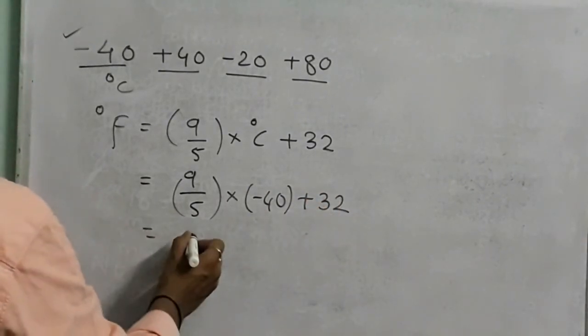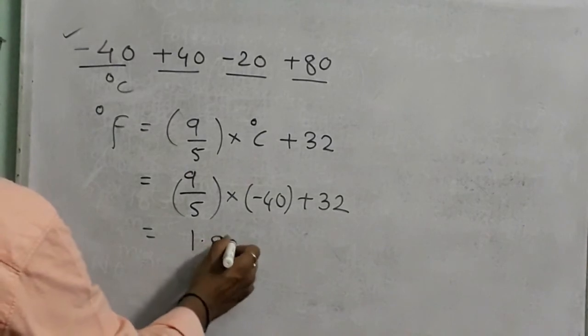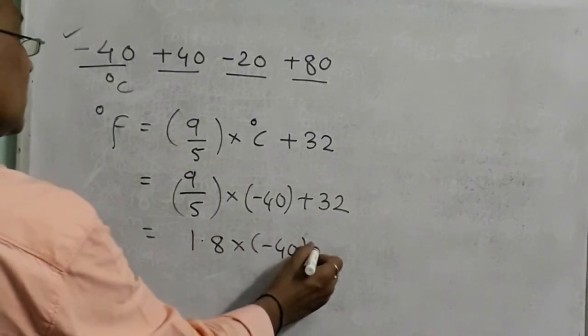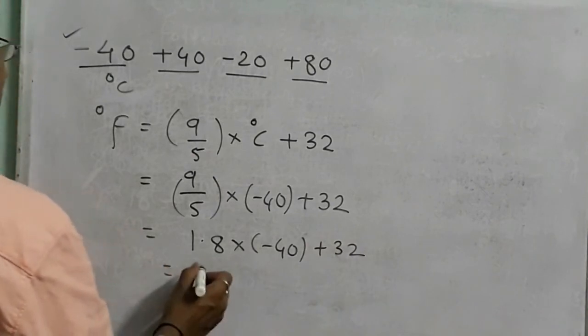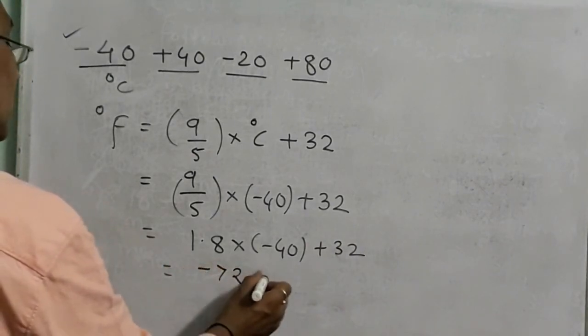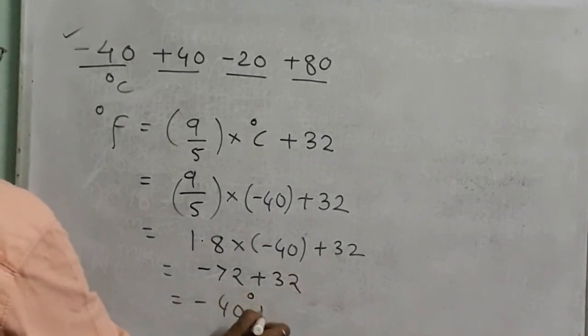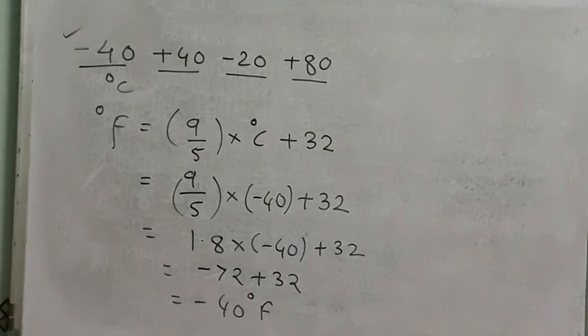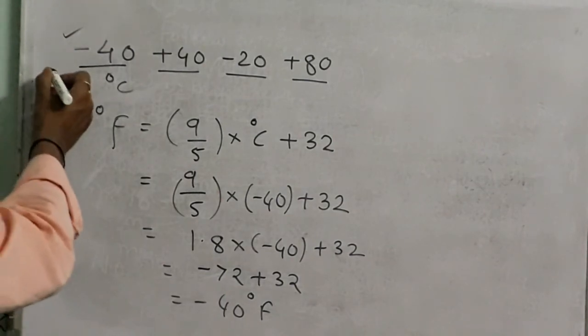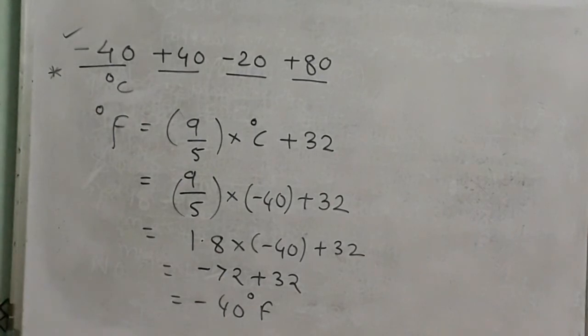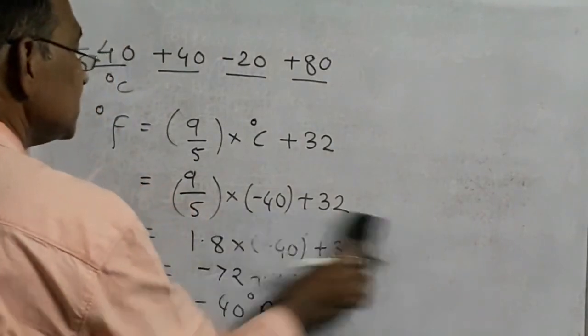So this is equal to 1.8 into minus 40 plus 32, that is minus 72 plus 32. So this is minus 40 degree Fahrenheit. So the answer is that if you take the value minus 40, it will be the same in degree Fahrenheit and the same in degree Celsius also. So this is a very tricky question. Many times it is asked in examinations. Now, the next question that appears on your screen.